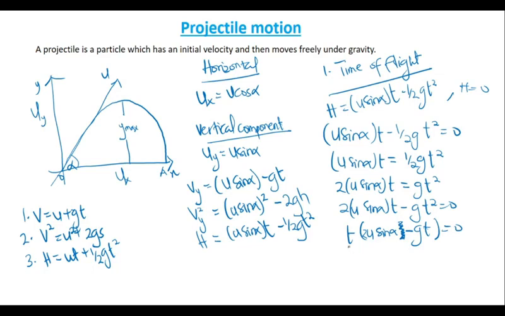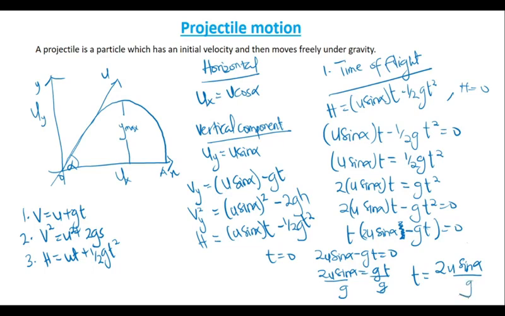So from here it means this t over here is equal to 0, or the whole of this in the bracket, 2u sine alpha minus gt, is equal to 0. So if we simplify what we have over here being equal to 0, we get 2u sine alpha is equal to gt. So we divide by g, and then we get our t, the time of flight in this case, to be 2u sine alpha divided by g.